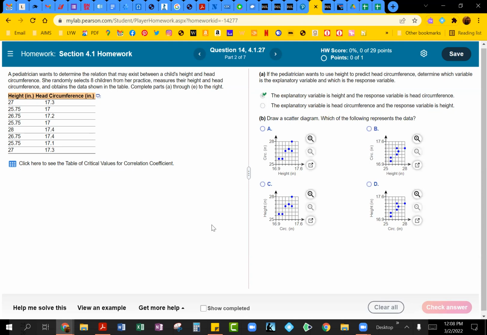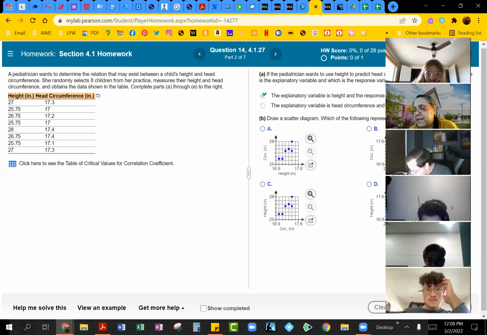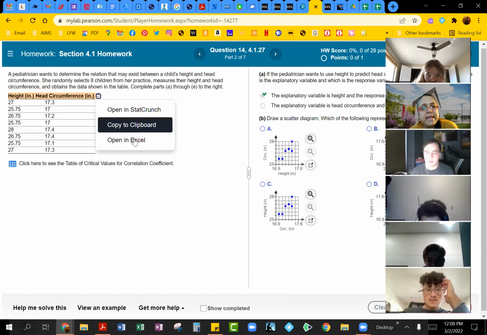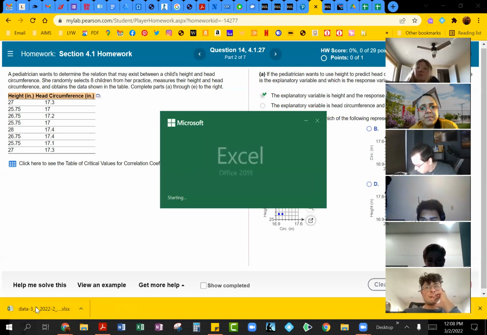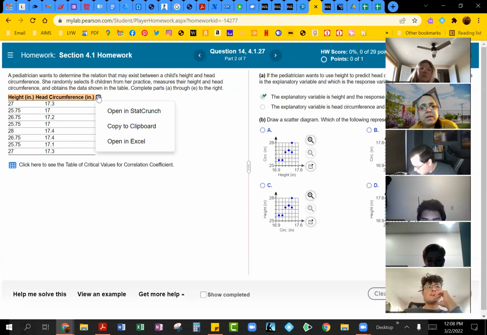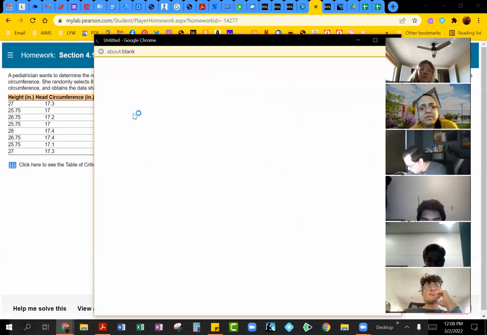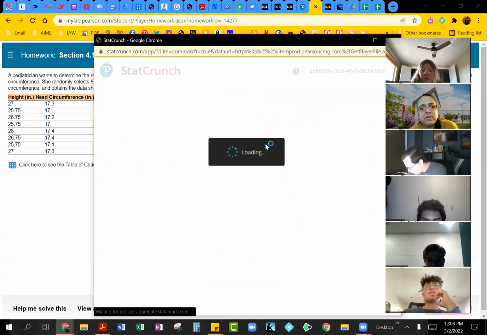Okay, now we have to actually come down to our scatter diagram, and you can do this using Excel, and in Excel you basically copy over your data. So if you want to open this in Excel, okay, while it's trying to open, we can also do this in StatCrunch.